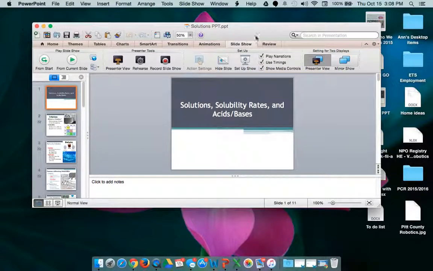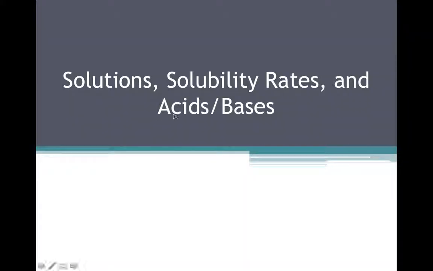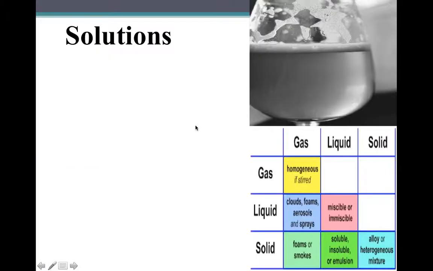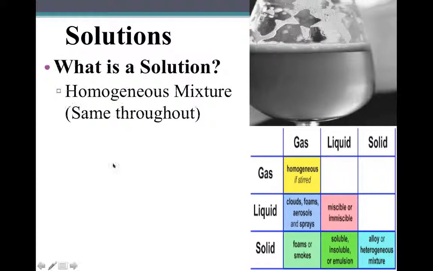Today we're going to talk about solutions and solubility rates. Later on we will discuss acids and bases. So the first thing we're going to talk about is what is a solution.